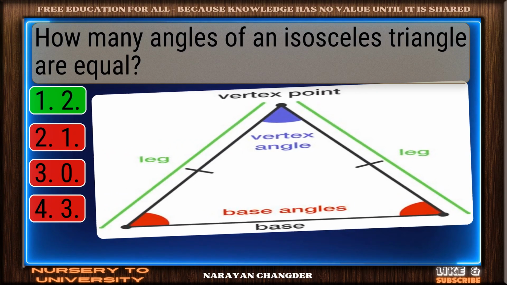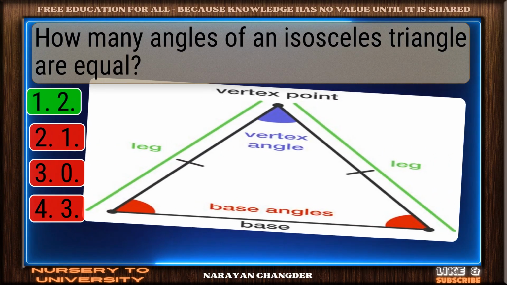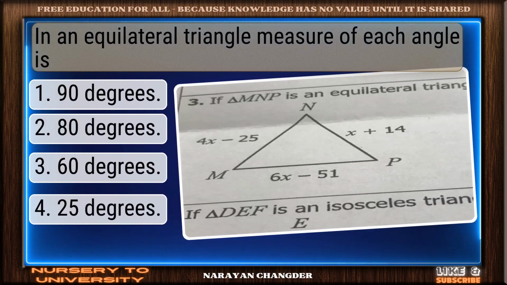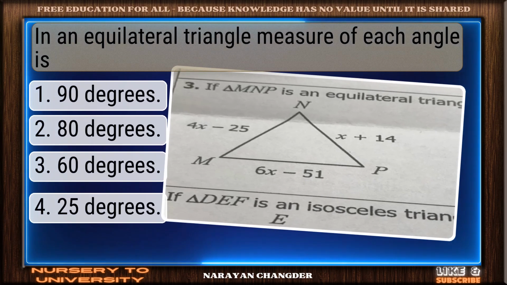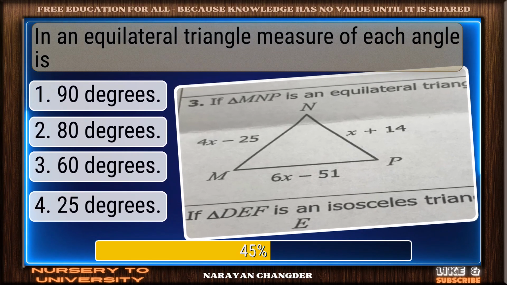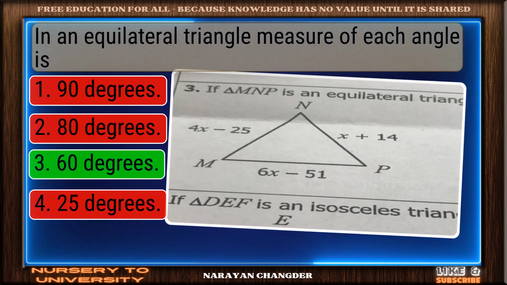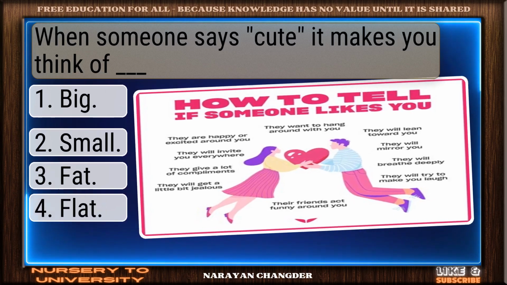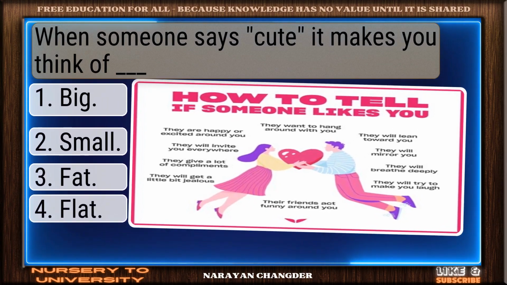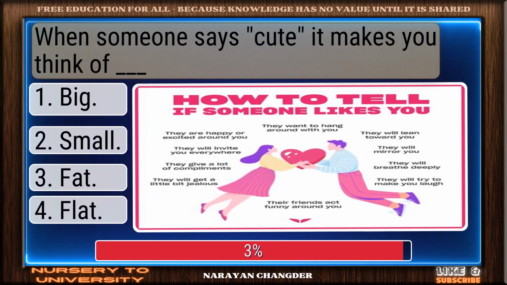Great thinking. 2 is the right choice. Question number 112. In an equilateral triangle, the measure of each angle is? Solid response. 60 degrees is a valid choice. Question number 113. When someone says cute, it makes you think of dash.